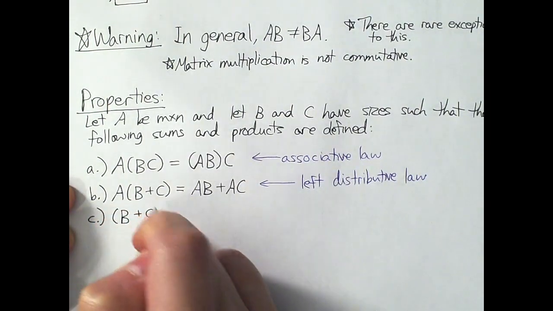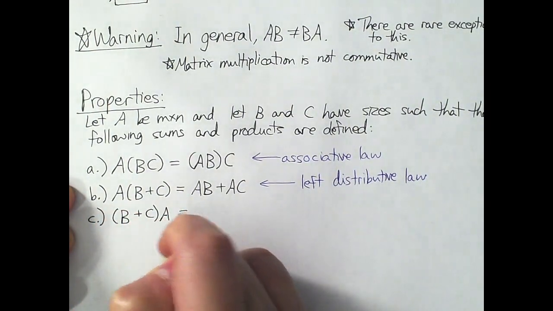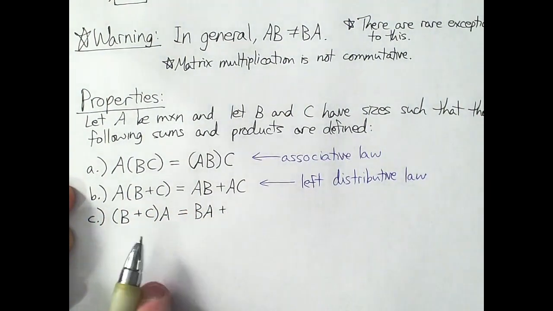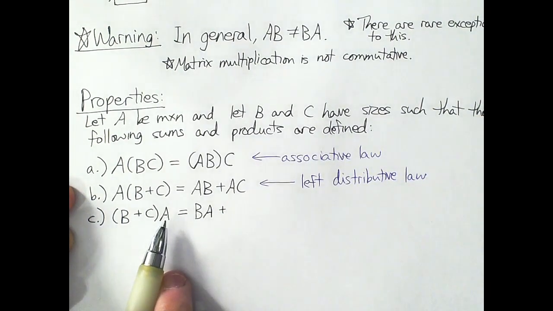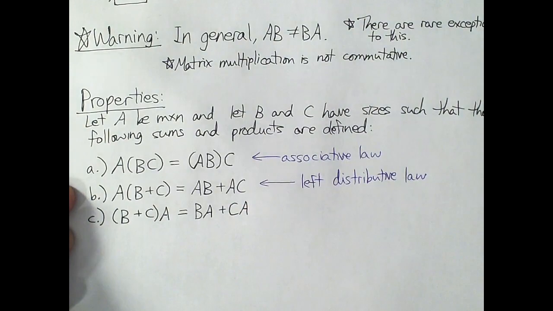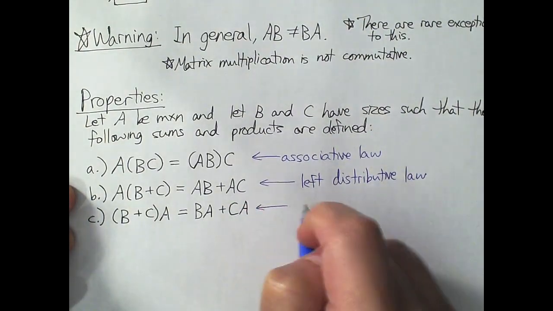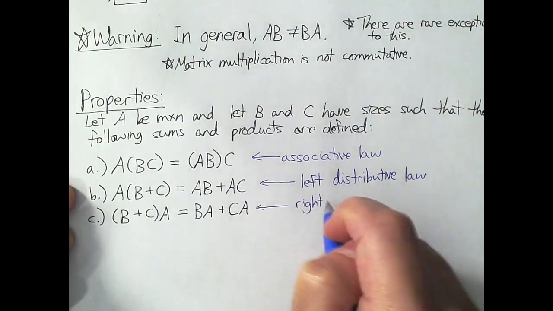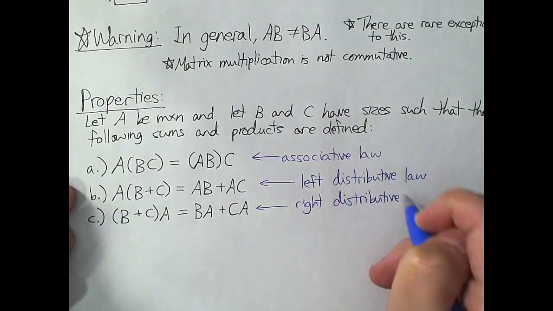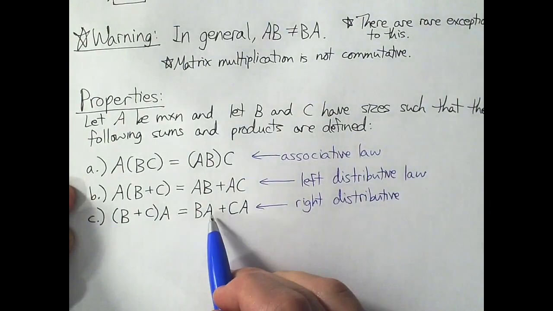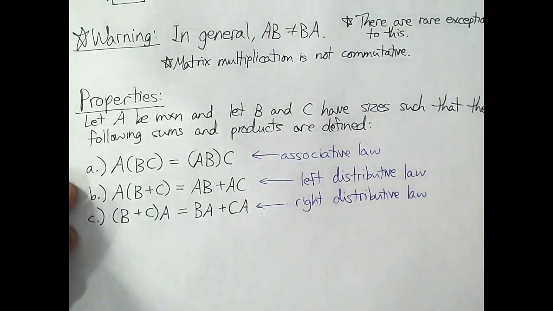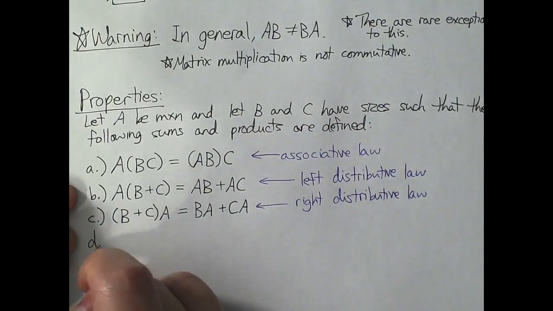That seems to imply that there's also going to be a right distributive, and there is. B plus C times A equals BA plus CA. And this is called the right distributive law. And the order that we're writing these things in matters, like this has to be BA, not AB. The order matters.